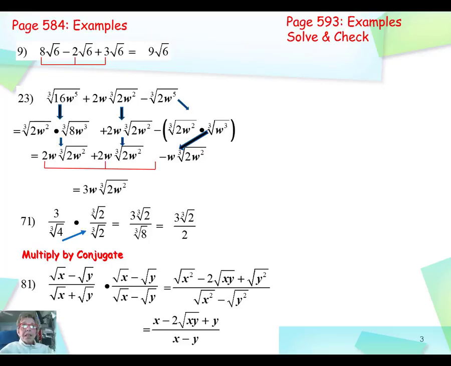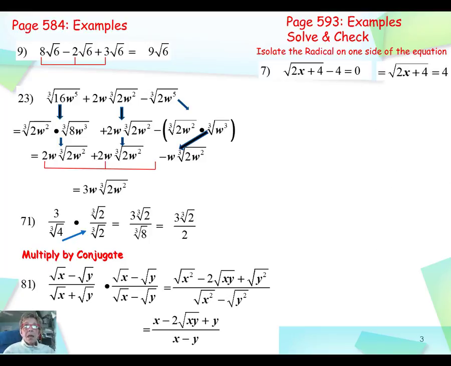We're going to 593 now to see some examples from that page. And this says to solve and check. Now we are going to actually solve radical equations. In number 7, you see that that's set equal to 0. For this particular problem, what we want to do is isolate the radical on one side by adding 4 to both sides. And now we square both sides.